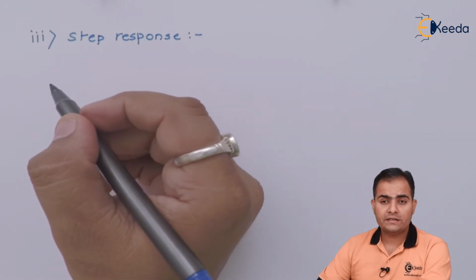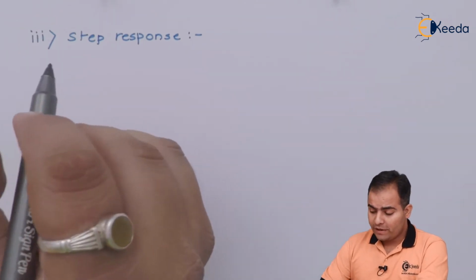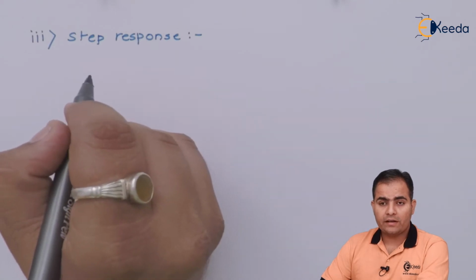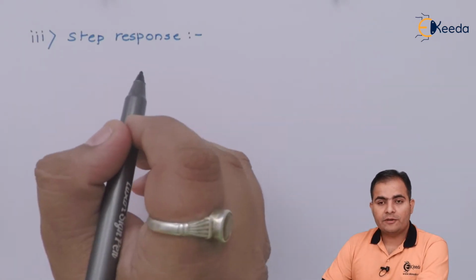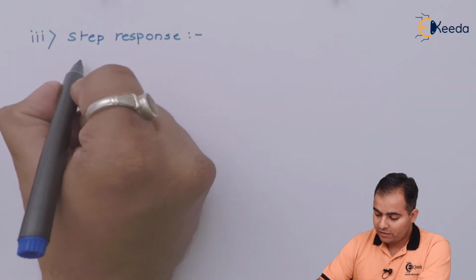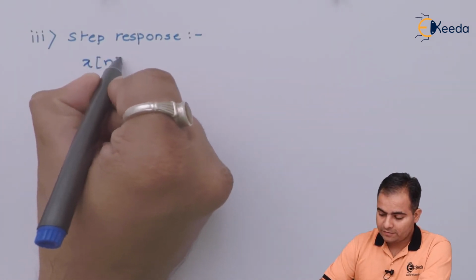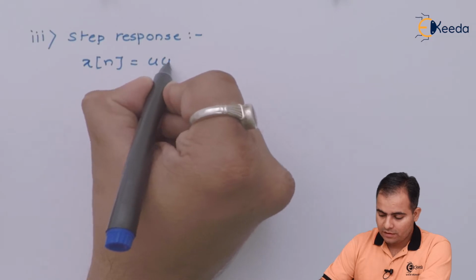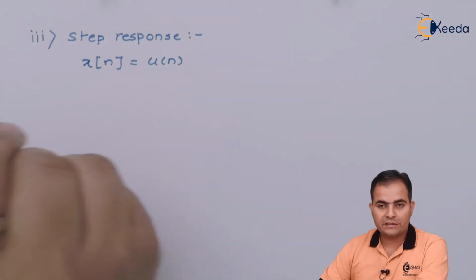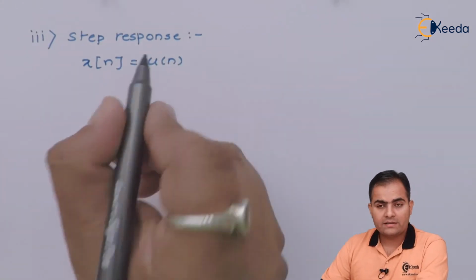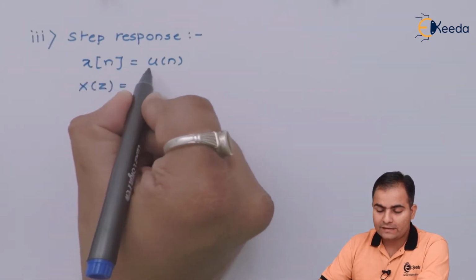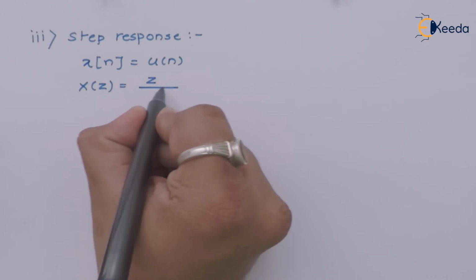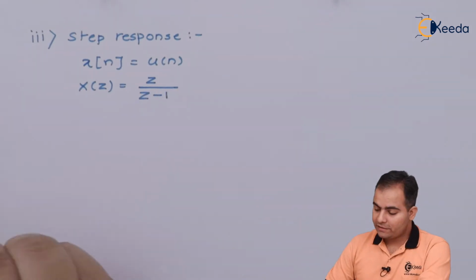Now, how to get the step response? First of all, to get the response, we need to consider my input as the step input. So for that, I'll substitute x of n is equals to u of n, that is a unit step input. Now we will apply z transform on both the sides. So what we will get? X of z is equals to, the z transform of u of n is always z upon z minus 1.